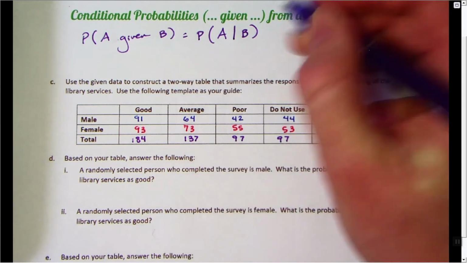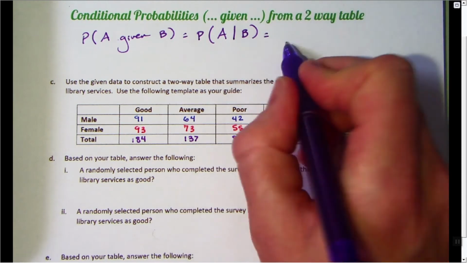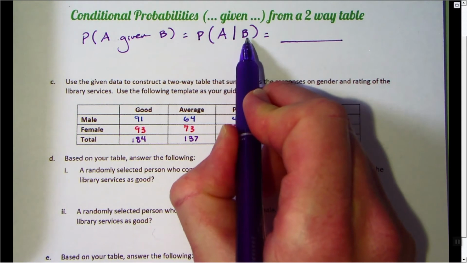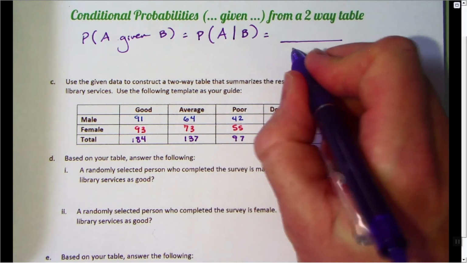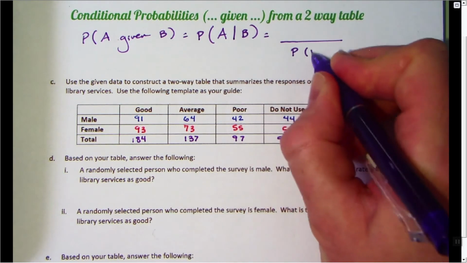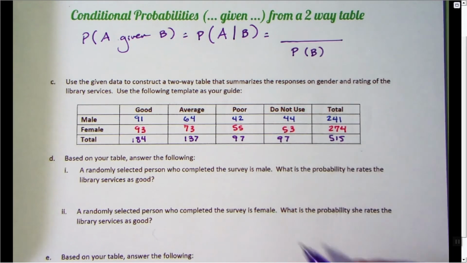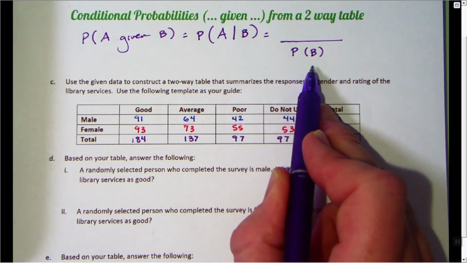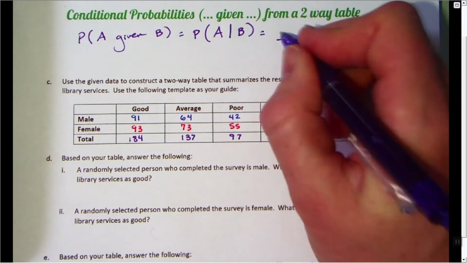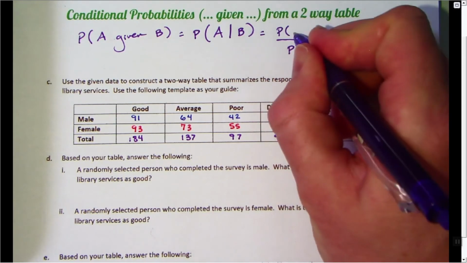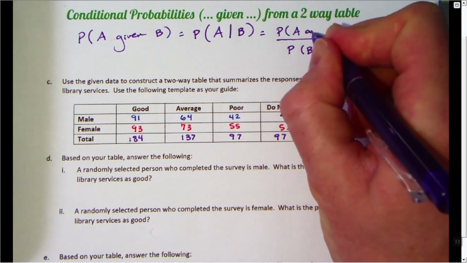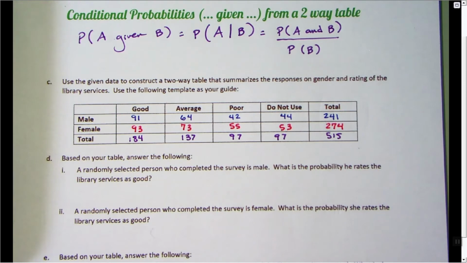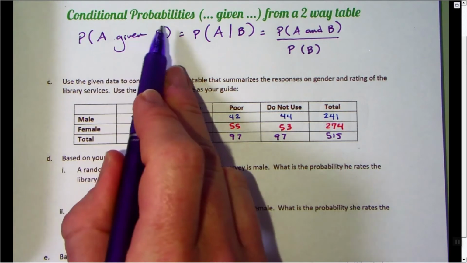What this is equal to is: I'm looking only at the cases where B happens, so down here, the probability that B happens. What's the chance that A also happened? Well, if B already happened and A is also happening, that's the probability of A and B both happening. That's our formula for conditional probabilities.